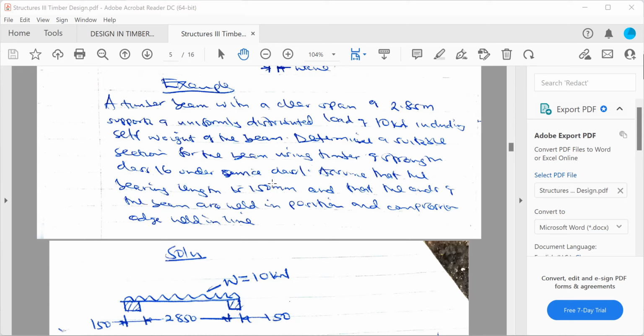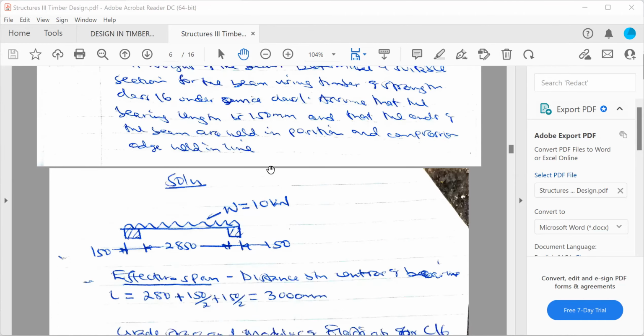We have to determine a suitable section for the beam using timber of strength class 16 under service class 1, assuming bearing length of 150 millimeter and that the ends of the beam are held in position and compression edge held in line. So we'll go to the solution.